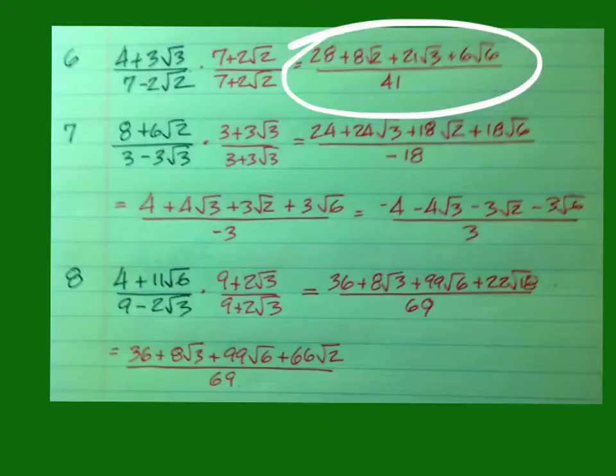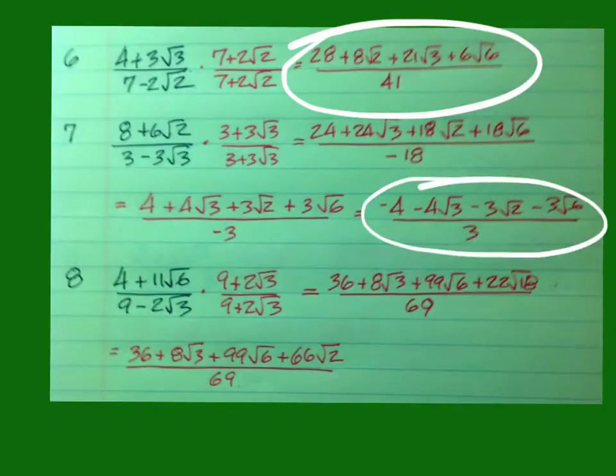And on number 7, we have negative 4 minus 4 square root of 3 minus 3 square root of 2 minus 3 square root of 6 over 3. And on the bottom, we have 36 plus 8 square root of 3 plus 99 square root of 6 plus 66 square root of 2, all of that over 69. You had to simplify the square root of 18 there.